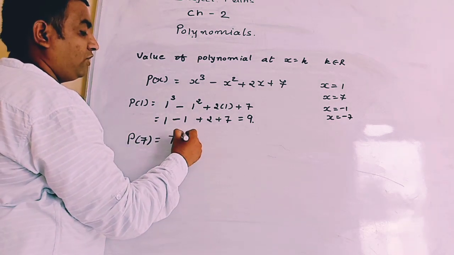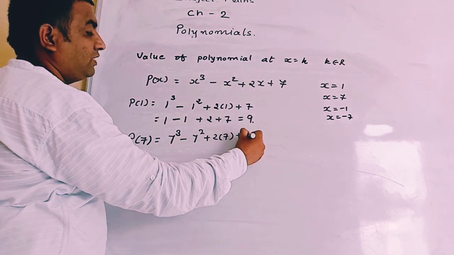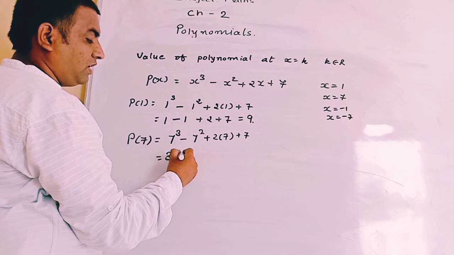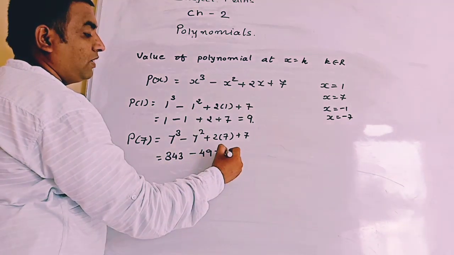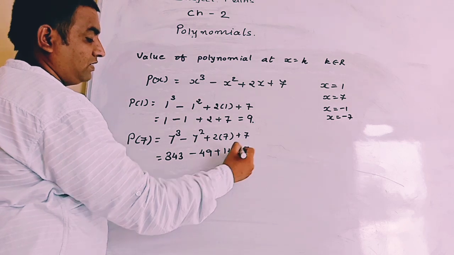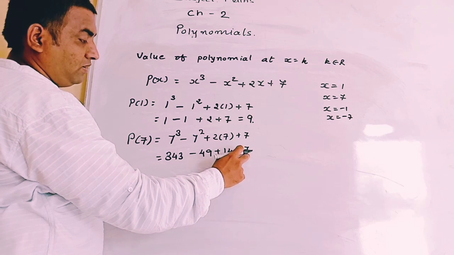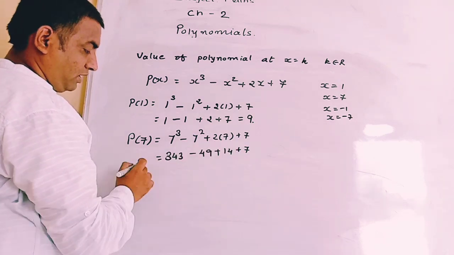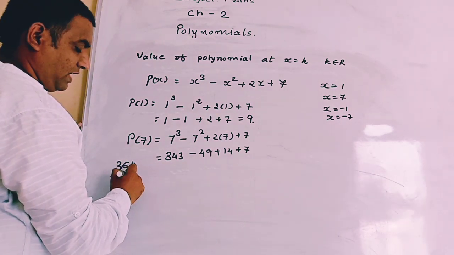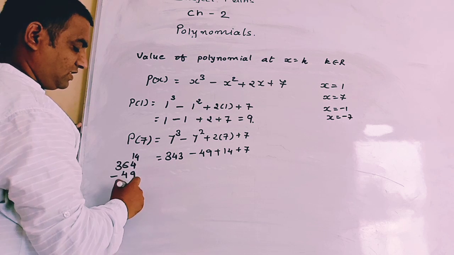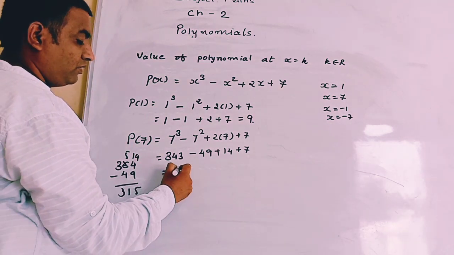Then it will be 7 cube minus 7 square plus 2 into 7 plus 7. So 7 cube is 343, minus 7 square 49, plus 14 plus 7. So 343 plus 7 is 350, plus 14 is 364, minus 49 we do, and 364 minus 49 gives 315.